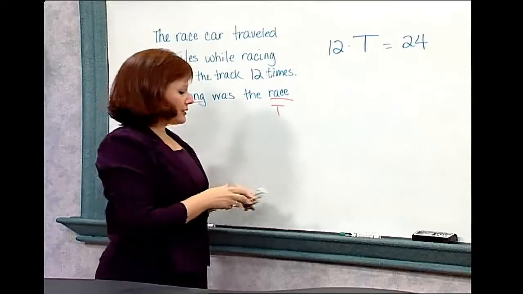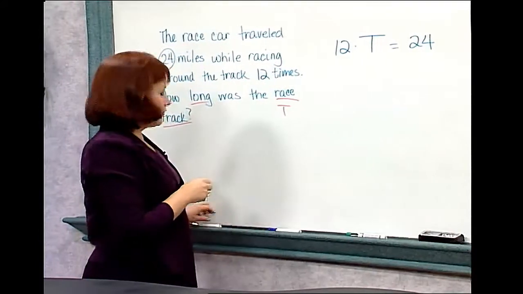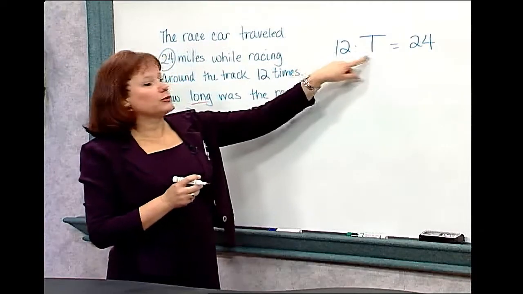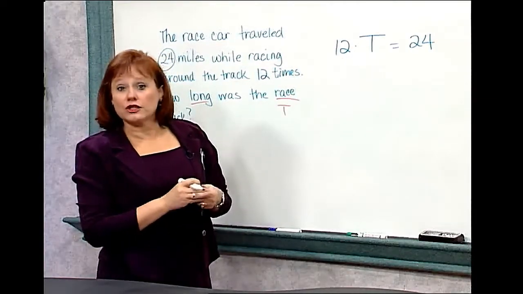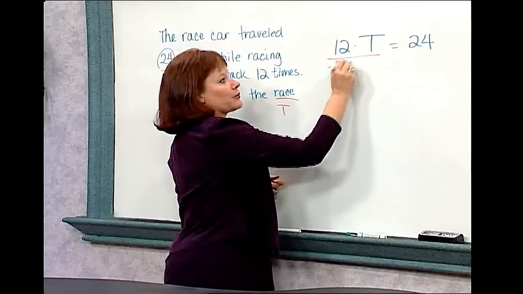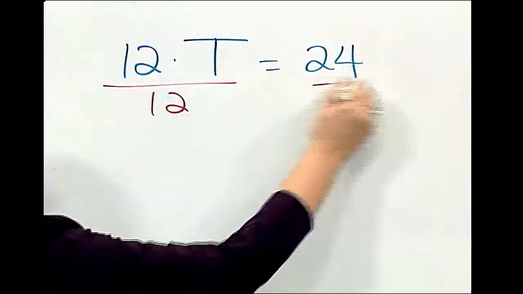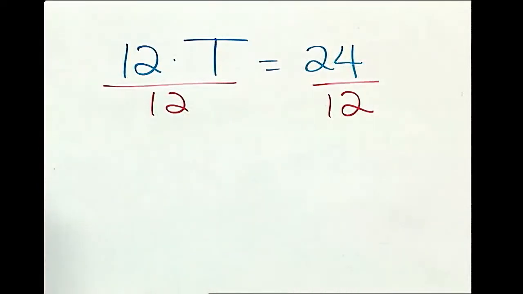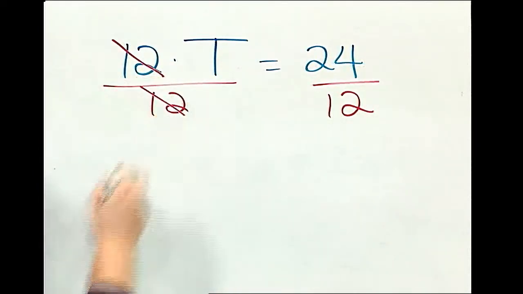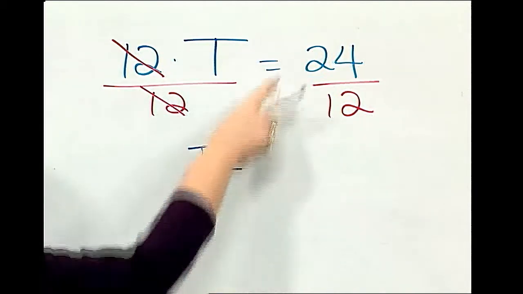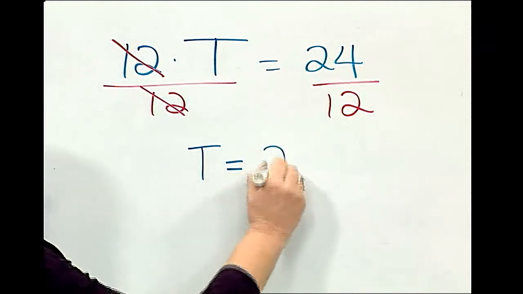In this problem, we want to solve for t. We want to get the t by itself, and we notice that we have 12 times t. To undo something multiplied times a variable, we want to do division. I'm going to divide by this number so I can get it to cancel out. If I divide by 12 on the left, I want to make sure to divide by 12 on the right. On the left-hand side of the equation, the 12's will cancel out, leaving us with t. So I have t equals 24 divided by 12, which is 2.